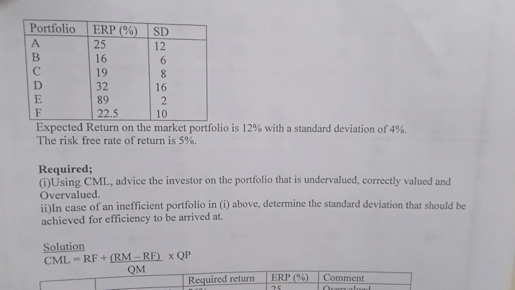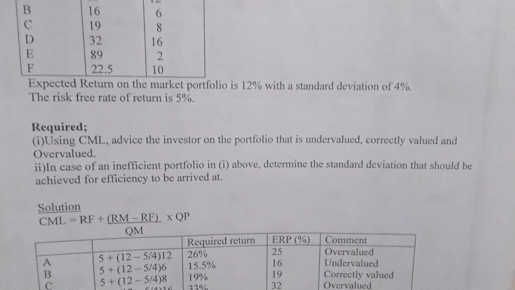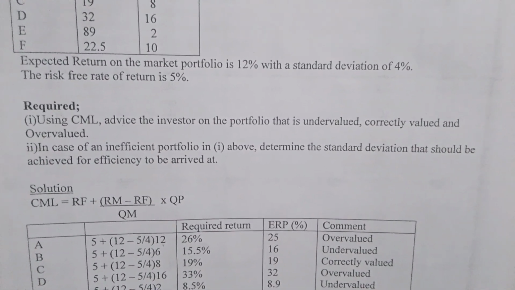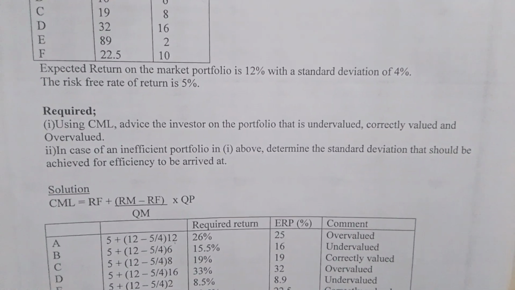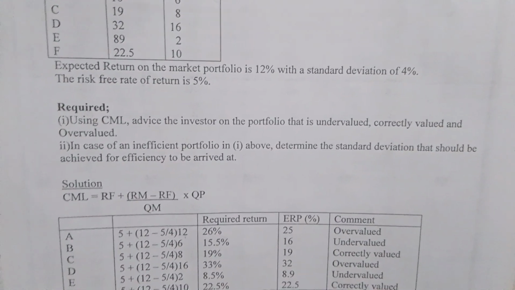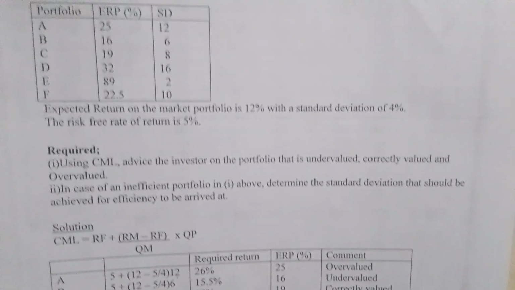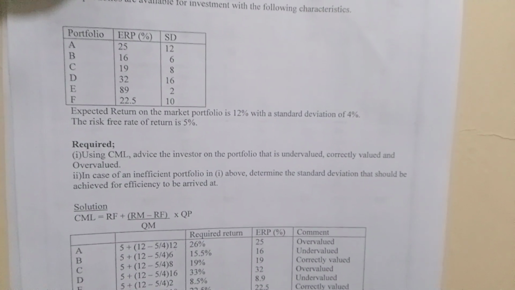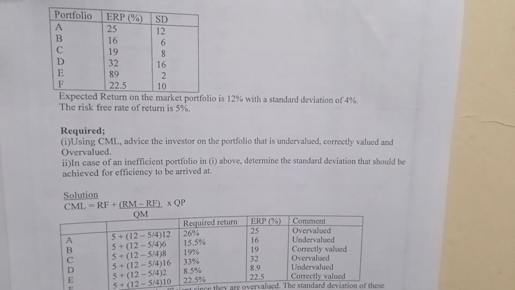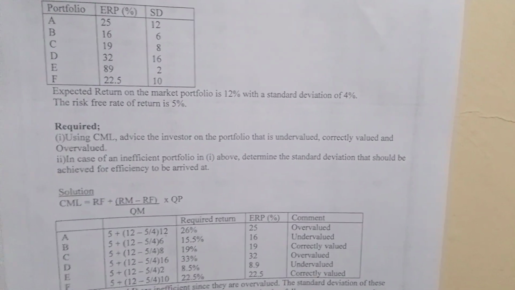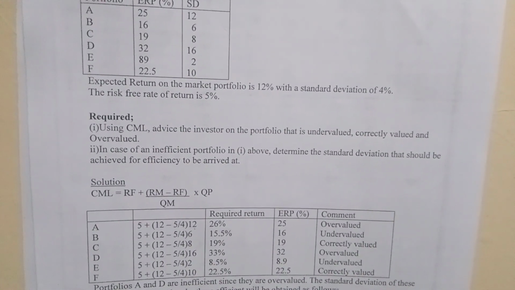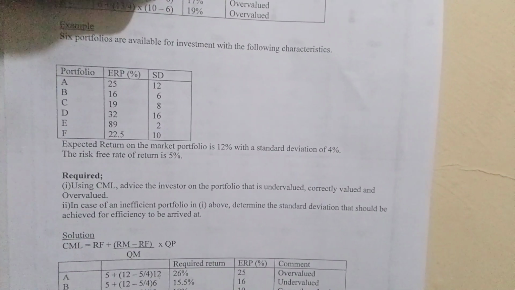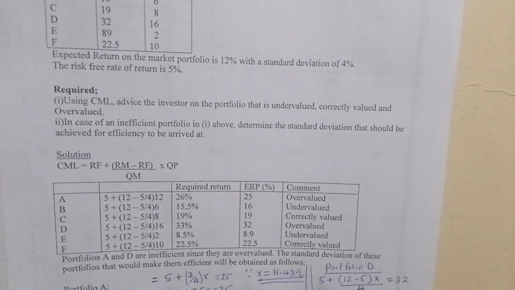The risk-free rate of return is 5%. Required: using the capital market line, advise the investor of the portfolio that is undervalued, correctly valued, and overvalued. So your question is there. And number 2, in the case of an inefficient portfolio in number one above, determine the standard deviation that should be achieved for efficiency to be arrived at. So follow that example. Now we do the same.